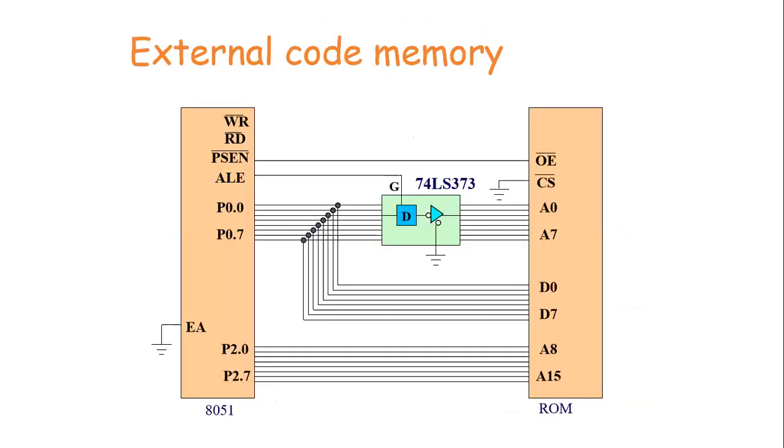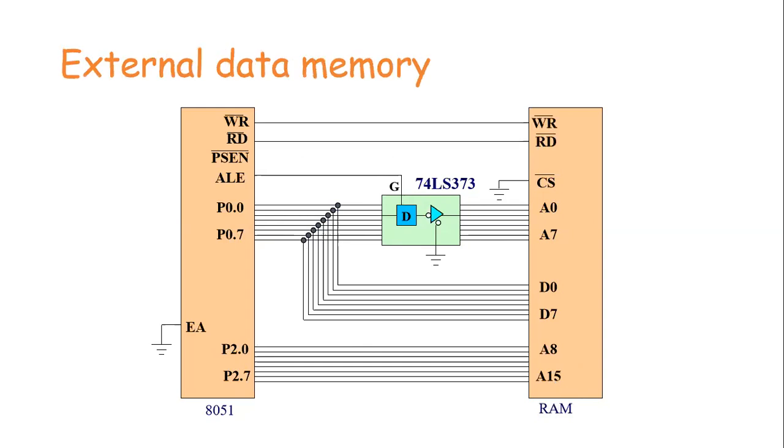External code memory, what we discussed just now. This is a 74LS373. Read bar and PSEN bar are connected to the OE bar. CS bar is a chip selection line. This is the ROM. D0 to D7 are connected to the multiplexed address and data lines of the 8051, and A0 to A7 are also connected to the multiplexed address and data lines of the 8051 through the D latch. Port 2, the higher order address lines of the 8051, are connected to A8 to A15 of the ROM. And similarly, the external data memory.